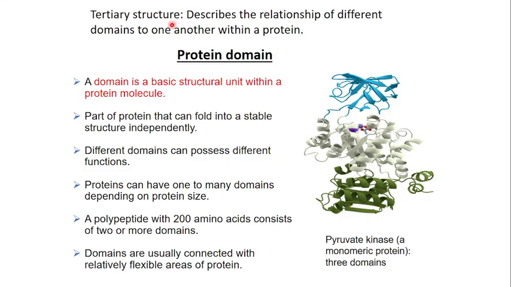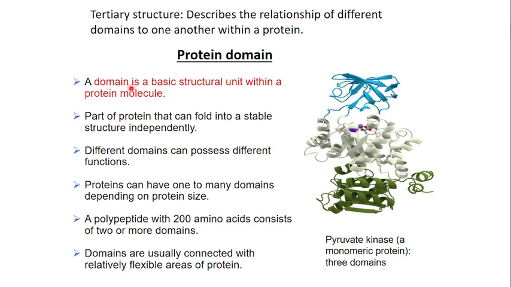The tertiary structure describes the relationship of different domains to one another within a protein. Firstly, we have a primary structure, then via different bond formations, your hydrogen bonds, it forms a secondary structure. Now a few secondary structures having a relationship between them form the domain, and then it gives you a tertiary structure.